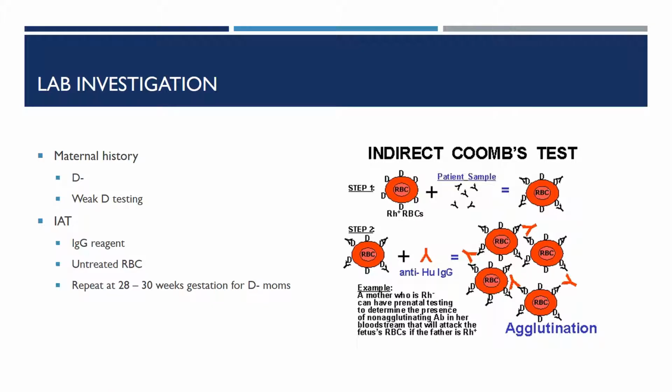Now, lab investigation to determine the risk of HDFN really starts before the kid is ever born. We really start with the maternal history. Does the mother produce any IgG against some high-risk antigen? Now, of course, the most significant and most common antigen is going to be D. So we need to know if the mother produces an anti-D.